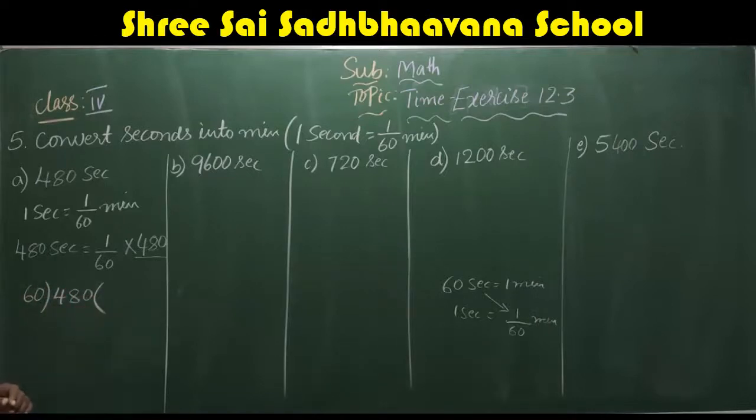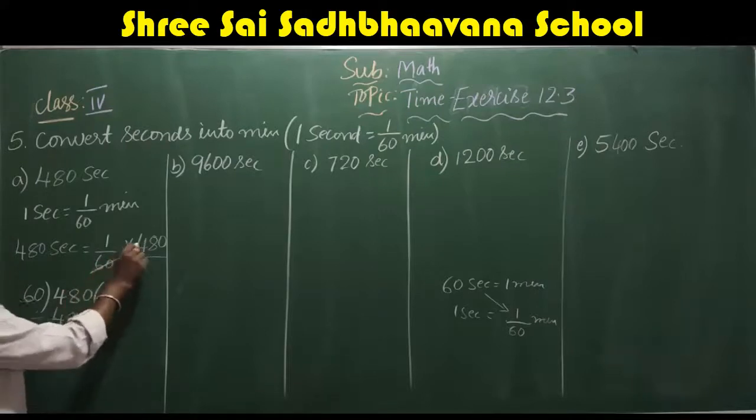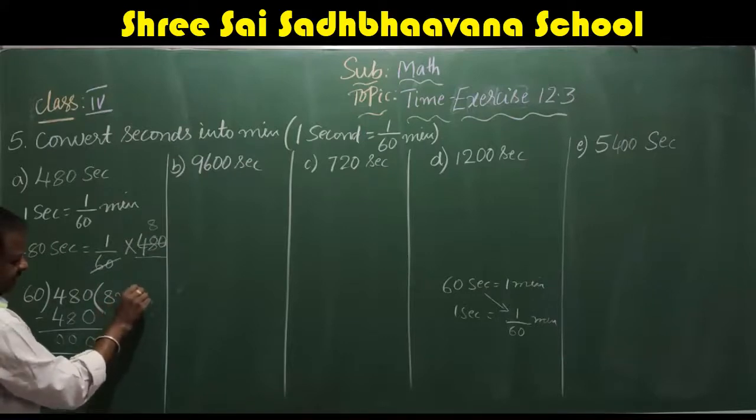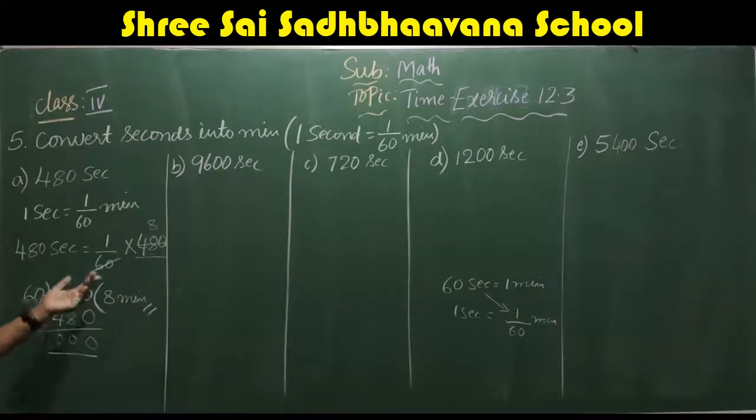You know very well 6 ones are 6, 6 8s are 48. So 8 zeros are 0. 8 6s are 48. Subtract, 0, 0, 0. That means this cancels 8 times. So what is the answer? 8 minutes. 480 seconds is equal to 8 minutes.